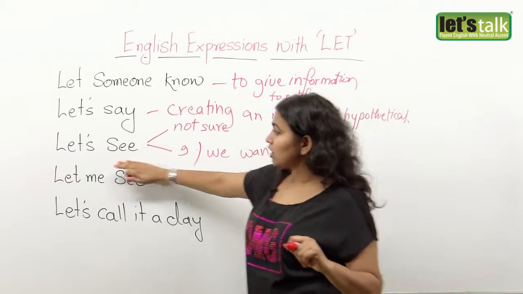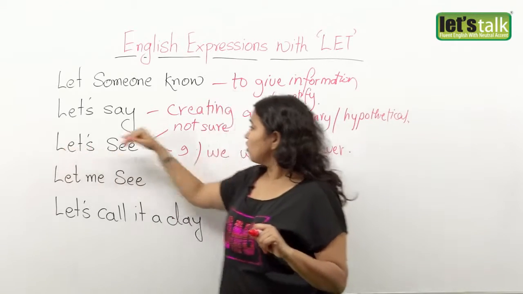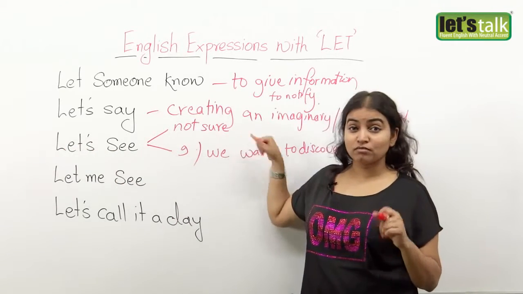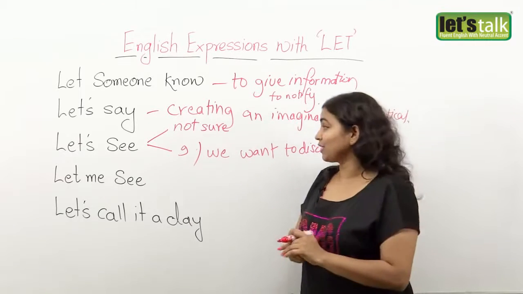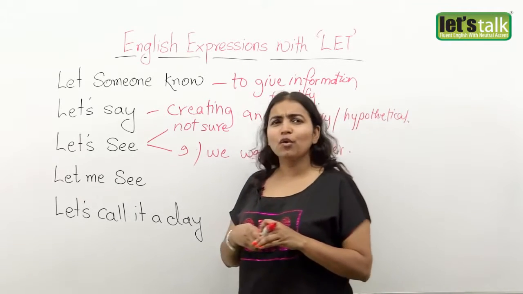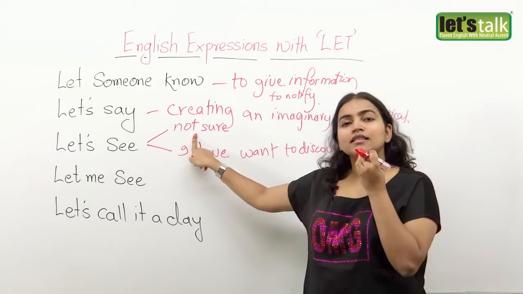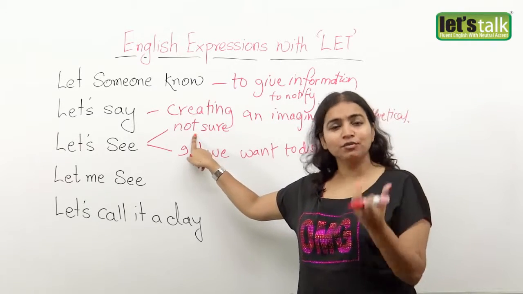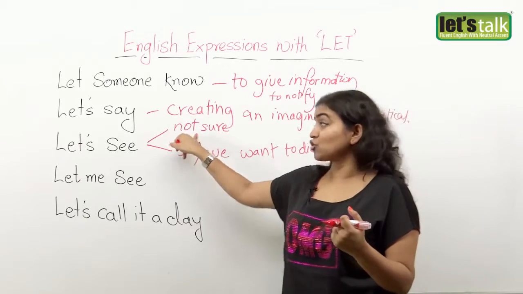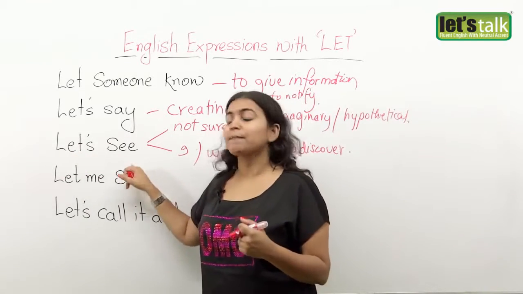If you use let's see when you are not very sure, let me give you an example. Are you going to the party tonight? You're not very sure. So you will say, let's see, I might go. I'm not very sure. Because you're not sure, you use the expression let's see.